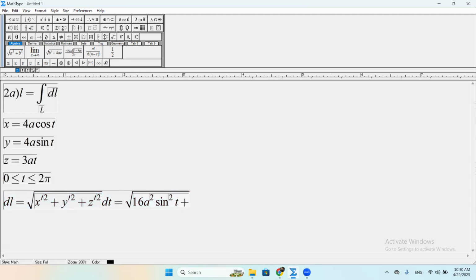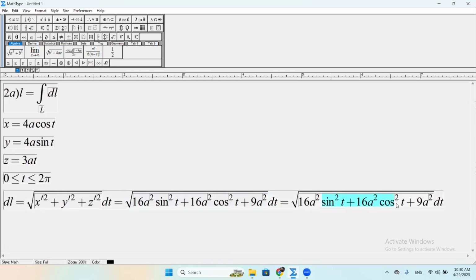plus 16a square cosine square of t plus 9a square dt. So I just differentiated already here. So how can we simplify it? It will be easily simplified. So we have 16a squared plus 9a squared, and the result will be 5a dt. So that's what we will have to integrate.